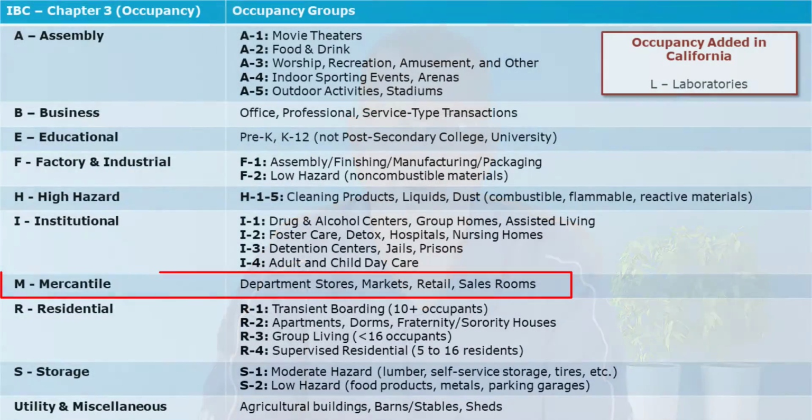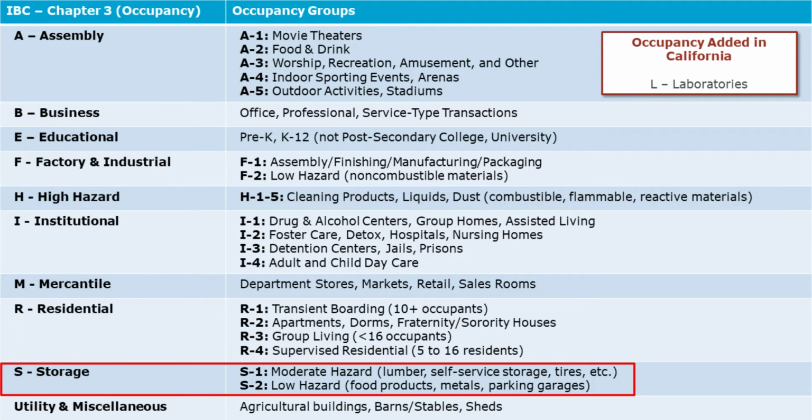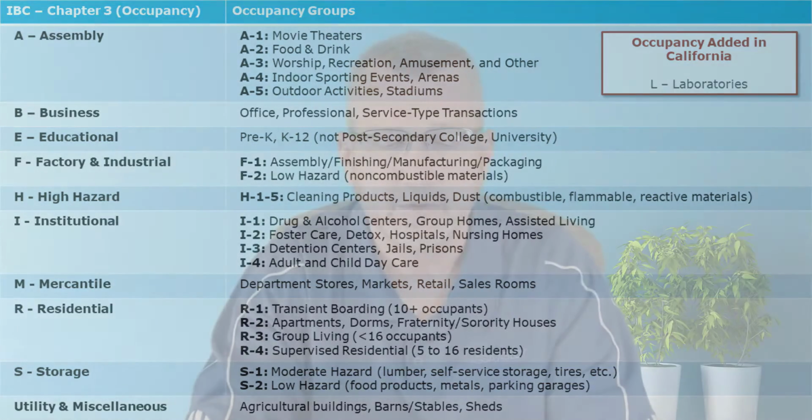Mercantile, going to a grocery store, going to a Target, going to a Lowe's, where we're going to go to mercantile areas, but also residential. Think about the apartment complexes, and even storage. Think about going into a storage facility where you're going to store a bunch of your belongings for an extended period of time, versus something that might be maintenance or utility or for miscellaneous purposes.